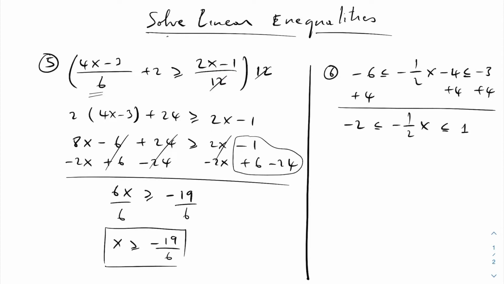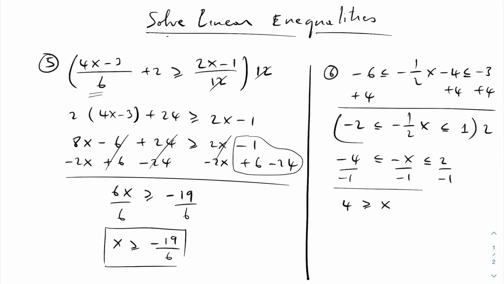And to get rid of the denominator, we have to multiply the whole thing by 2. That would give us 2 times negative 2 is negative 4, less than or equal to negative x, less than or equal to 1 times 2, which is 2. Then divide everything by negative 1. And remember here, whenever you divide by a negative number, you need to switch or flip the sign of the inequality. So in this case, we're going to have 4 bigger than or equal to x, bigger than or equal to negative 2.